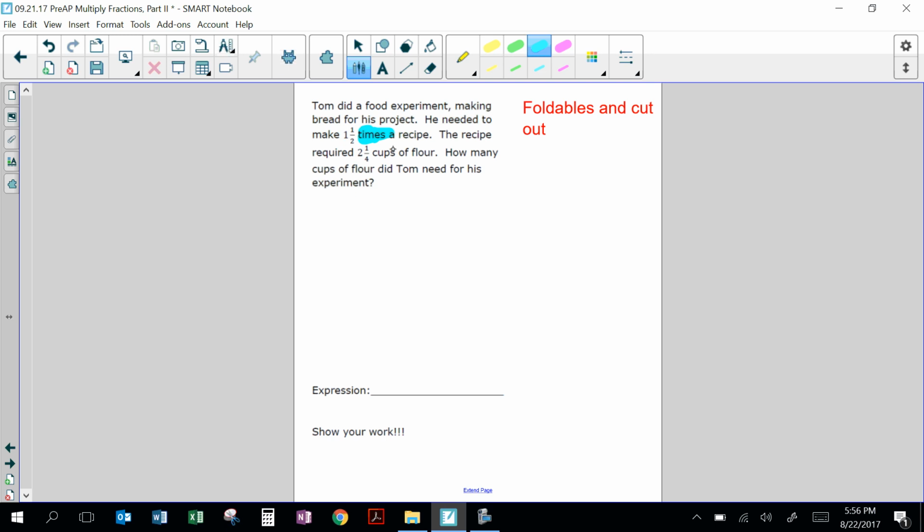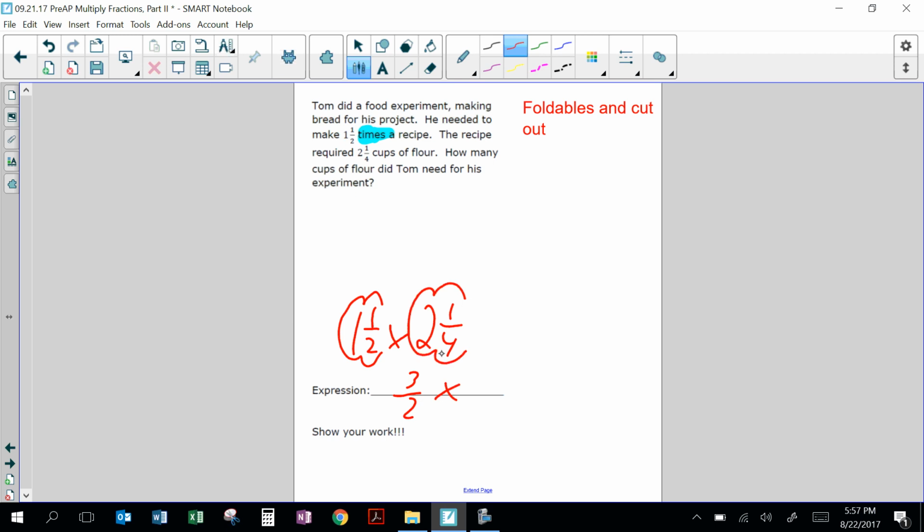Times the recipe. The recipe required 2 1/4 cups of flour. How many cups of flour did Tom need for this experiment? So I'm doing 1.5 times the recipe of the cups of flour. Do you like working with mixed numbers? I don't. I would like to turn this into improper fractions because we're multiplying fractions. What's another way to say 1 and 1/2? 1 whole has 2 halves plus a half, that's 3 halves. 2 times 1 is 2 plus 1 is 3 halves. Times 4 times 2 is 8 plus 1 more is 9/4.